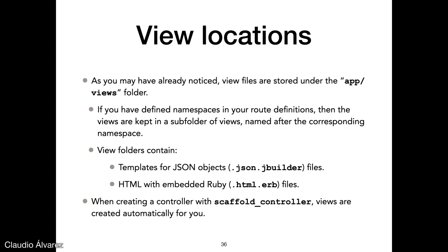View locations, we just saw about this. There's the app views folder that contains templates for both JSON and HTML by default. When you create controllers with a scaffold controller generator, you'll automatically get JSON JBuilder files, as well as HTML with embedded Ruby. HTML.erb is exactly that. You open an HTML.erb file, and you will see a mixture of HTML and Ruby code.